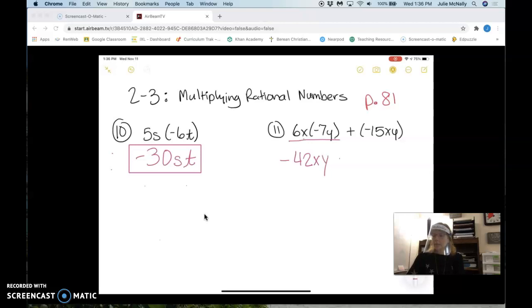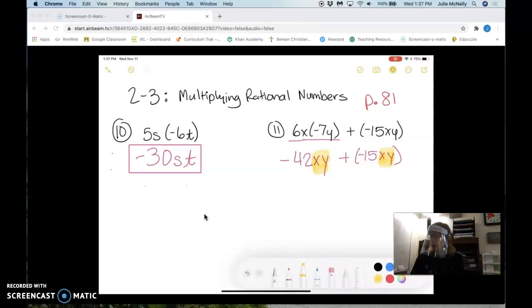And then I'm going to bring down this other part over here. Now, since my variables are exactly the same on both problems, they both have x, y, I can combine these terms. There's a plus sign in the middle, so I'm going to add them.